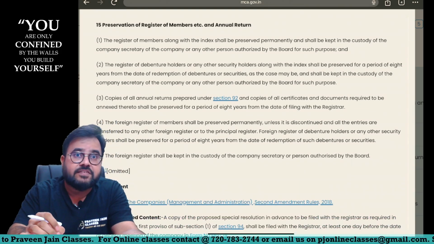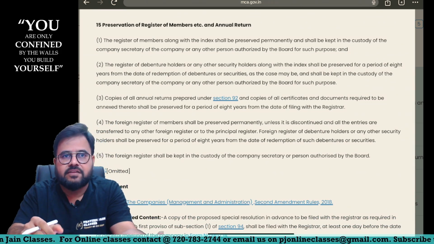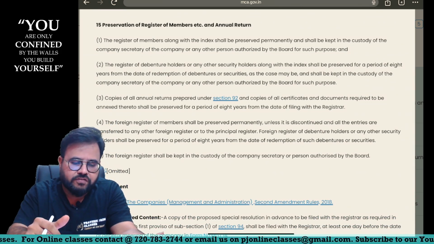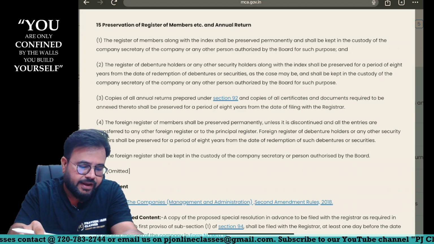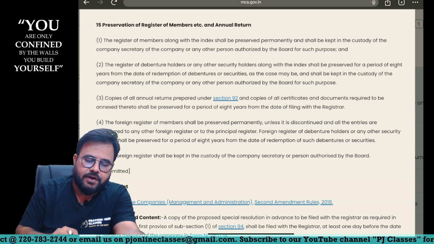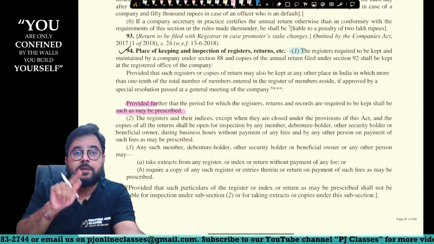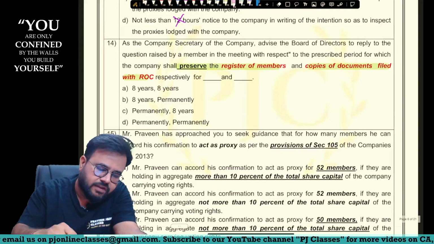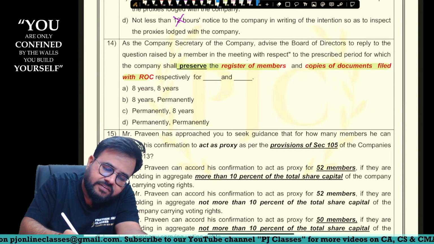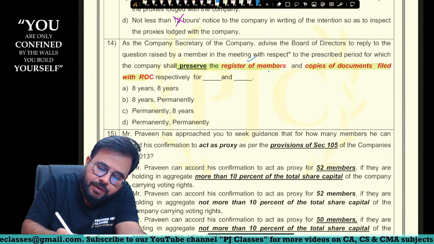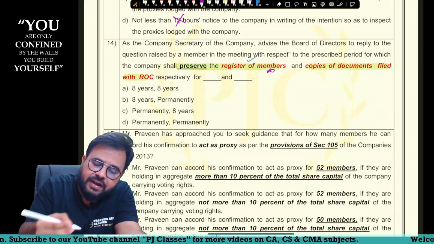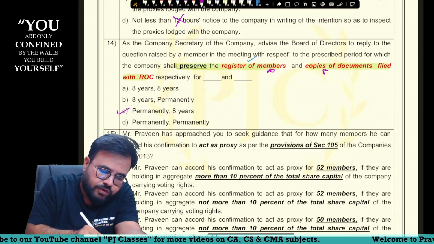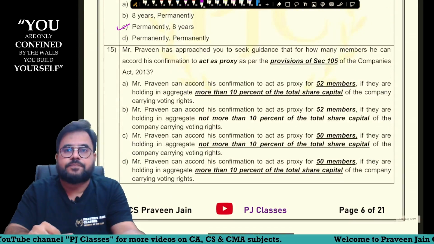And if you can see sub rule 3, copies of annual returns, these are the ones which are filed with ROC, sir, and copies of all certificates and documents required to be annexed thereto shall be preserved for a period of 8 years. So one is permanently, one is 8 years. So let us see what the options are. Can I say for register of members we have permanently, sir, and for copies of documents filed with ROC, 8 years. So here C is the right option, sir.